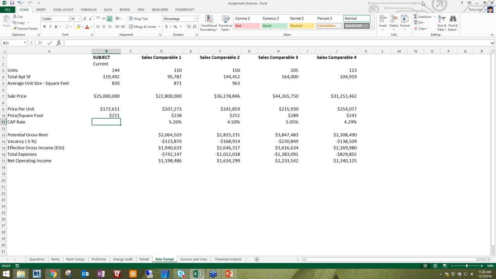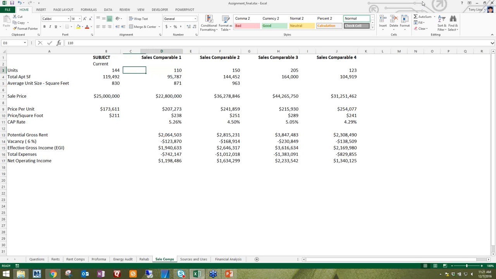CoStar is an online software tool, subscription-based, that allows you to get access to historic transactional data like the ones we find here. So this is very much information that if you're in the business, you probably have a CoStar subscription and you would buy this information, right? So we know that there have been 4 transactions that are somewhat similar to what our building is or the subject property. So sales comparable 1, it's about 110 units.